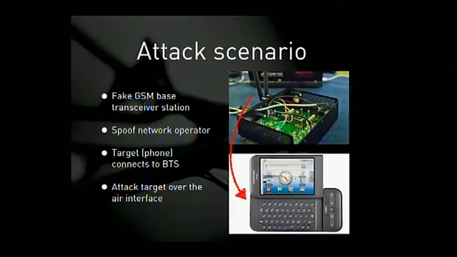So the attack scenario is as follows. You have a fake BTS, a base transceiver station for GSM in this case. So why GSM and not 3GPP? Simple reason, for GSM these have become very cheap. One of these devices here costs, in the cheapest configuration, about $1,500. And there are other devices between $2,000 and $5,000 that you can buy which work with other software.